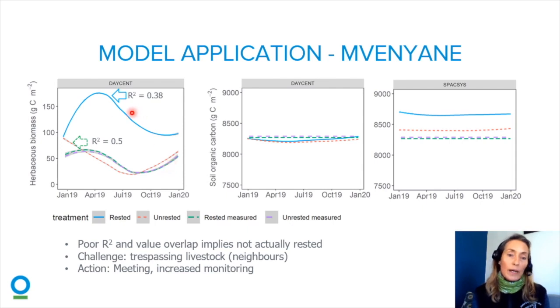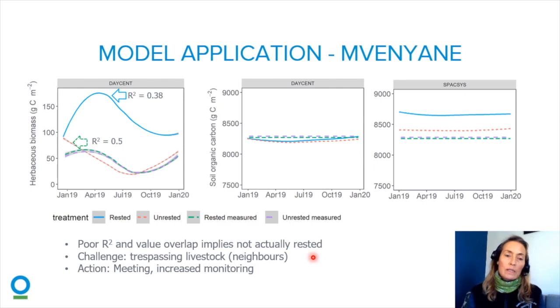However, if we look at the rested area, the model gives us herbaceous biomass that we might expect. However, those values and the pattern of the curve do not overlap with what we measured, which is the green over there. So this implies that that area actually wasn't rested, and indeed that was the case.